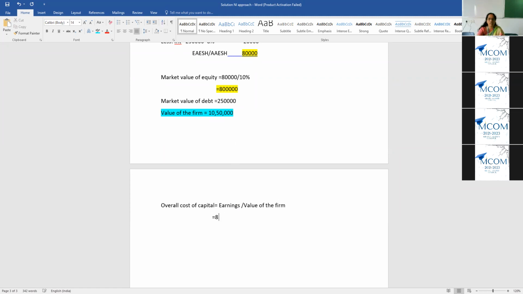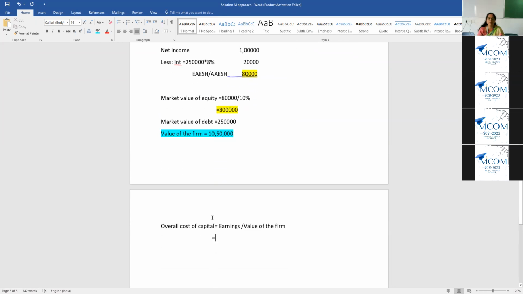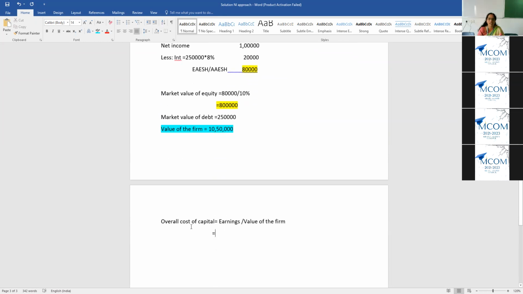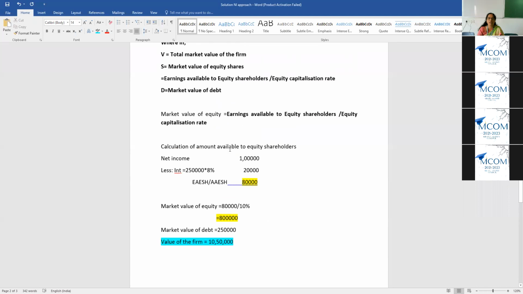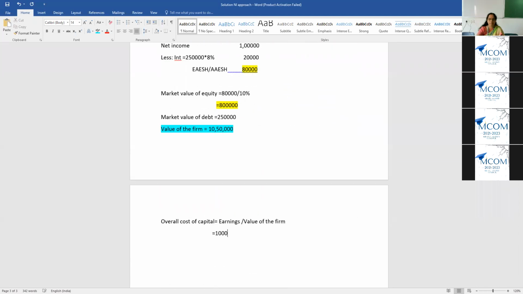What is the earnings? Total earnings, the net earnings. What is the net earnings that you have here? Earnings is not the amount available to equity shareholders. Because you are calculating the overall cost of capital, it is not the earnings of only equity. It is the total earnings of the company. The total earnings of the company here is 1 lakh, divided by the value of the firm, 10,50,000.